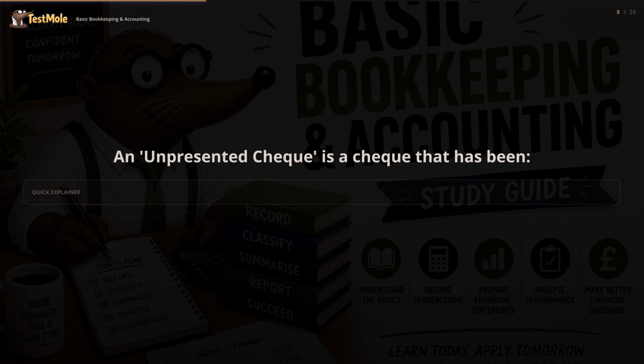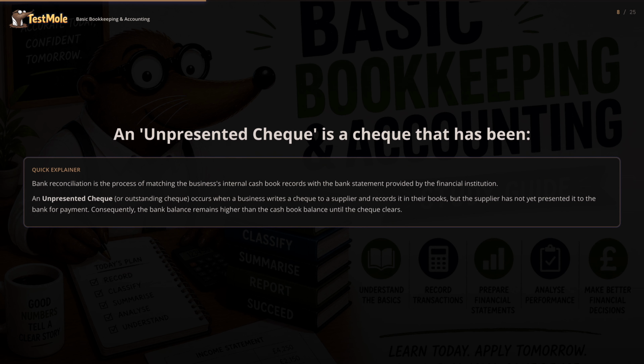An unpresented check is a check that has been... Bank reconciliation is the process of matching the business's internal cash book records with the bank statement provided by the financial institution. An unpresented check or outstanding check occurs when a business writes a check to a supplier and records it in their books, but the supplier has not yet presented it to the bank for payment. Consequently, the bank balance remains higher than the cash book balance until the check clears.